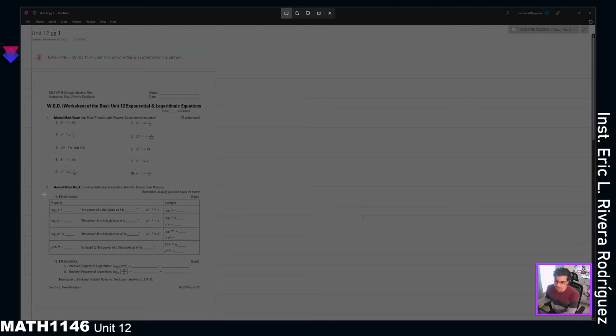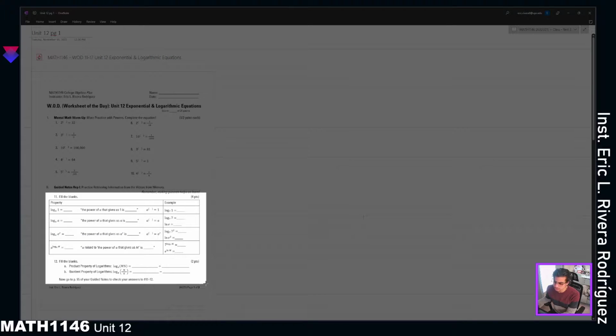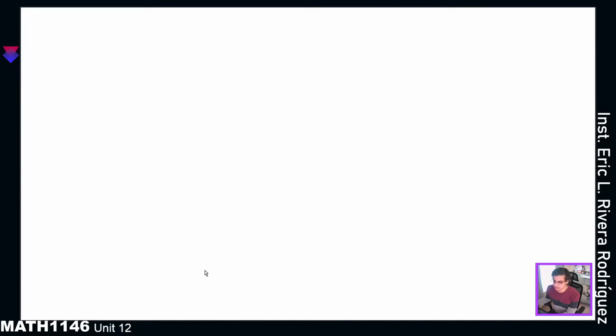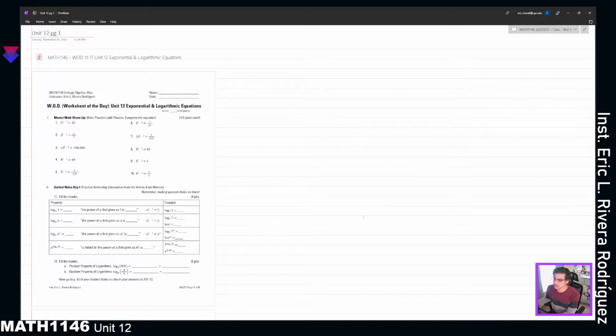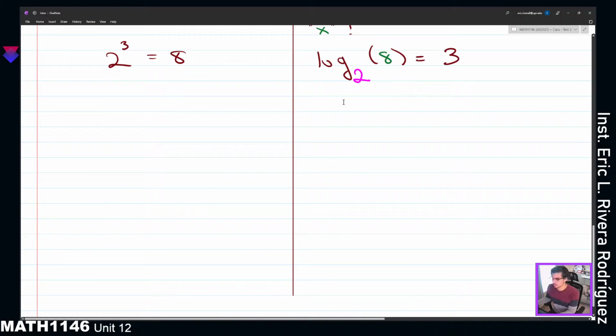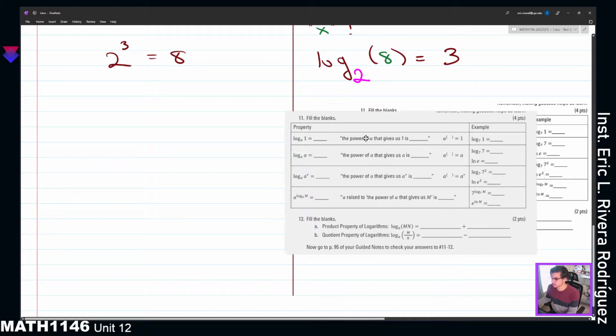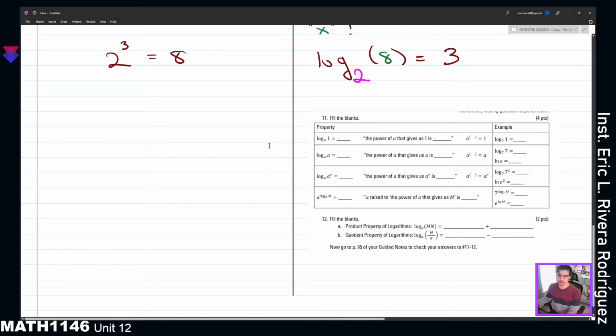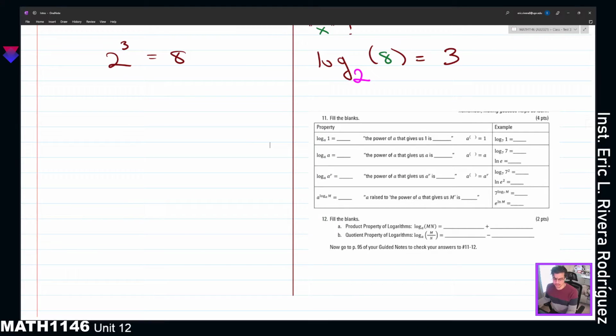So, properties. What are the properties that we are going to be using to solve equations that have logarithmic functions and exponential functions?